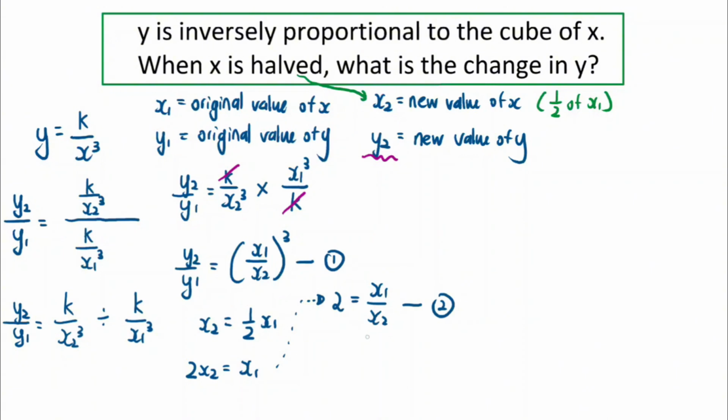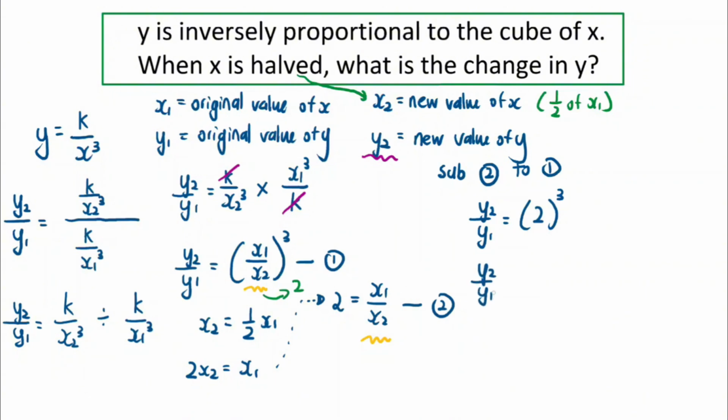The reason why we want this expression x1 over x2 in equation 2 is because in equation 1 there's also the same expression x1 over x2. So by doing this, we can replace x1 over x2 by this value 2. So let's do that now. We're going to substitute equation 2 into equation 1. Therefore y2 over y1 equals 2 cubed. And this simplifies into y2 over y1 equals 8. And therefore y2 equals 8 times y1.